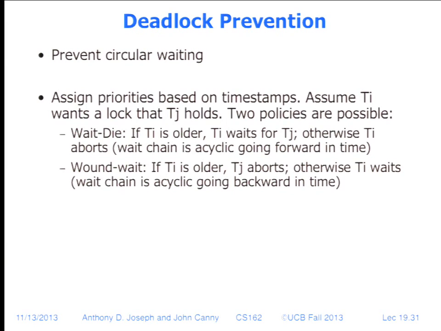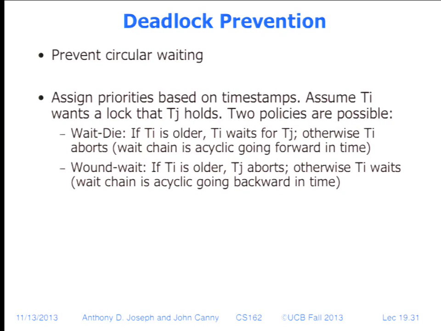If the ordering of the commencement times of the transactions is otherwise, you have to abort TI. The idea is that you allow a wait dependency, in this case, going forward in time. So the depends-on arrows are going forward. When the wait would go the other way, so if TJ is actually older than TI, that would imply the arrow going back the other way. You just don't allow that, and you abort TI.